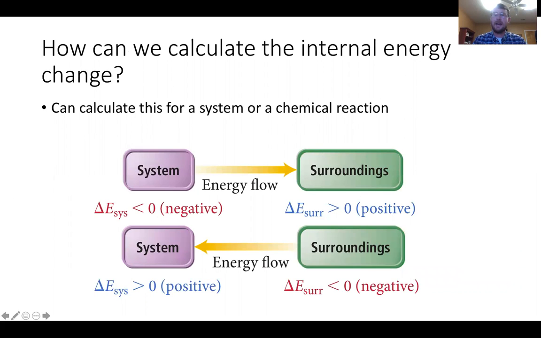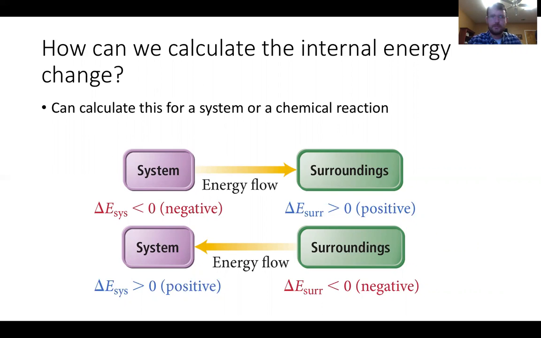So how can we calculate internal energy change? Before we can start doing a lot of these calculations, which are all based on E products minus E reactants, we need to talk about what a system is and what the surroundings are. A system and a surroundings are arbitrary, however you define them, but there has to be a system and there has to be a surroundings. Here we see the energy flow from a system to a surroundings and from a surroundings to a system. I'm just going to let you look at this a little bit.